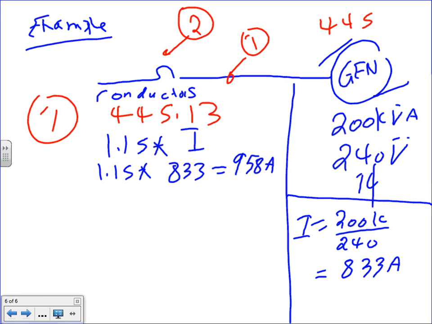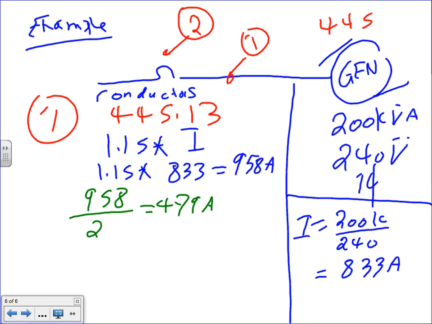958 amps. Straightforward, right? You find the full load current of the load, you multiply it by 1.15. And then from here, can I carry this with one conductor? It'll be tough. So let's divide it by 2. Take 958, divide by 2. What would that give you?